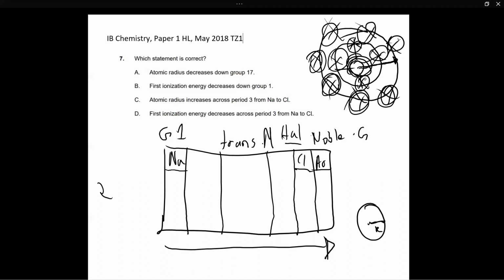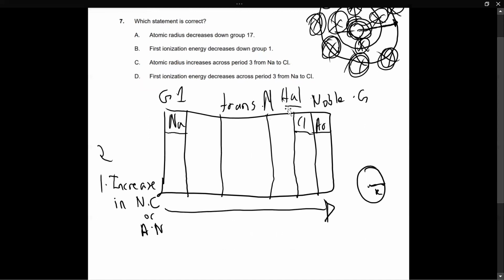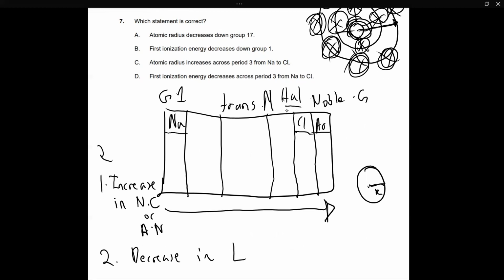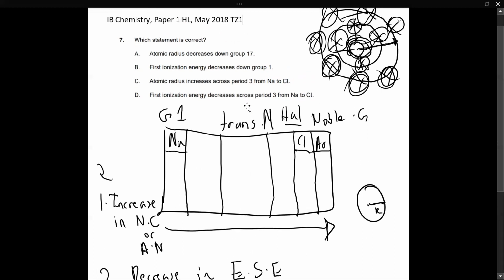And for the two main reasons that I mentioned to you, 1, increase in nuclear charge, or atomic number, whatever you prefer to remember, because remember, atomic number is just the number of protons that are there in the nucleus. And the second reason is the decrease in electron shielding effect, which I also mentioned to you earlier. So we can eliminate C. C is not going to be the right option over here.